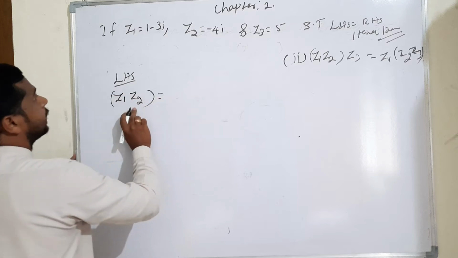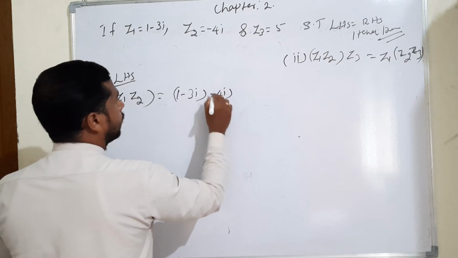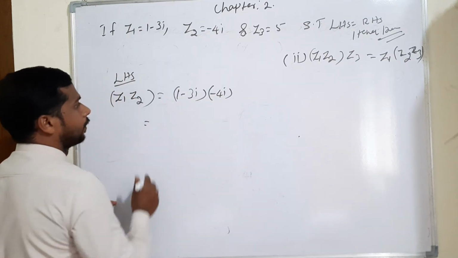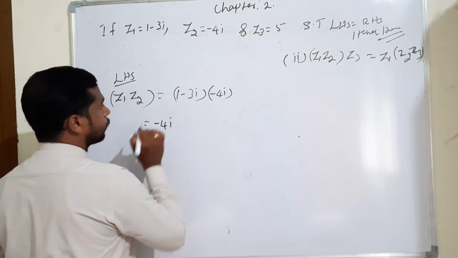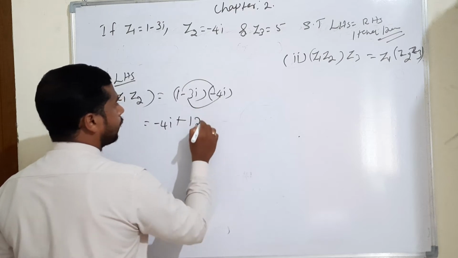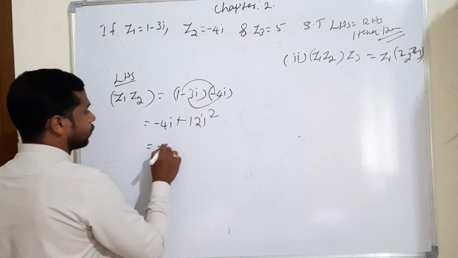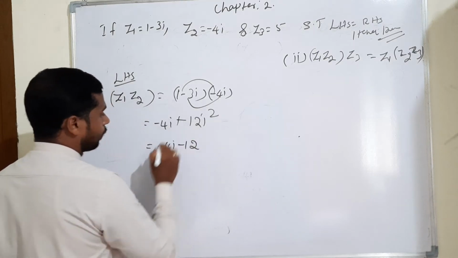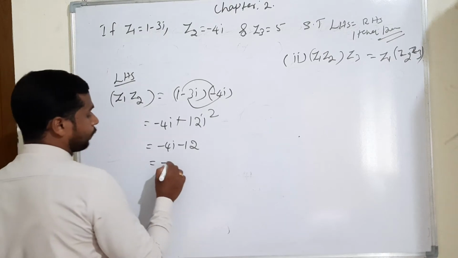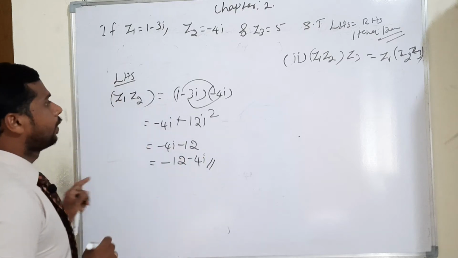z1 is equal to 1 minus 3i, into minus 4i. Each and every time multiply with minus 4i. Minus 4i into 1 means minus 4i. Again, look at there, minus into minus plus, 3 into 4, 12, i into i, i square. Already we know i square means minus 1. So minus 4i minus 12. Always you should write first the real part, second the imaginary. Therefore, rearranged: minus 12 minus 4i.